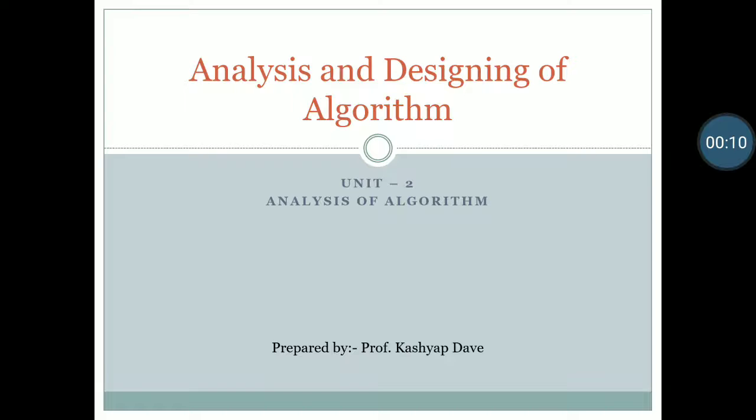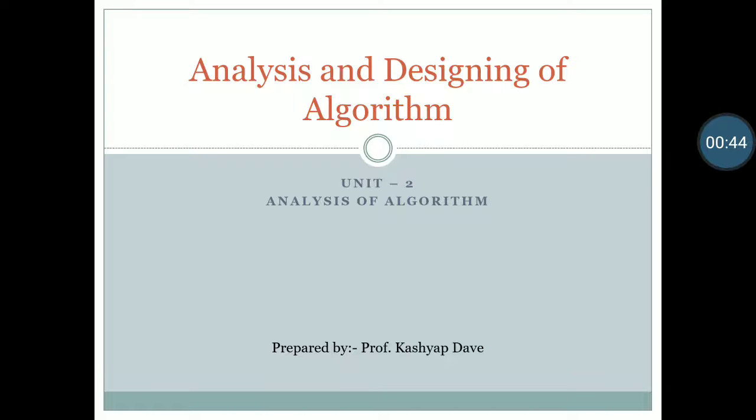Currently we are learning unit number 2, which is analysis of algorithm. In the previous video lecture we have discussed recurrence relation and solving of recurrence relation. We solved our recurrence relation by the backward substitution method. So, in this video lecture, we are going to learn about the forward substitution method.